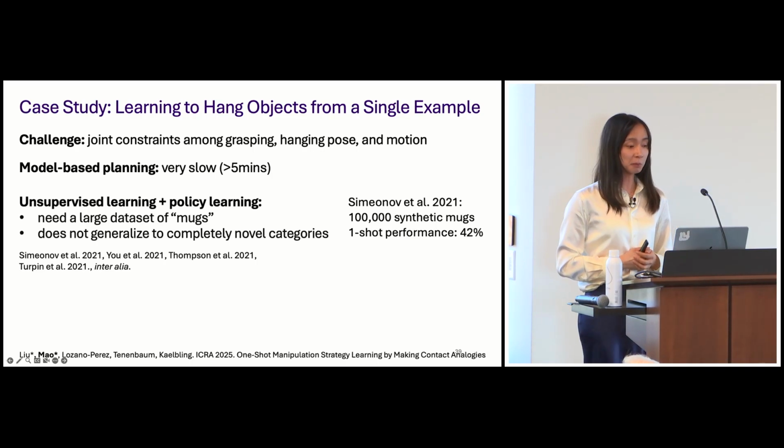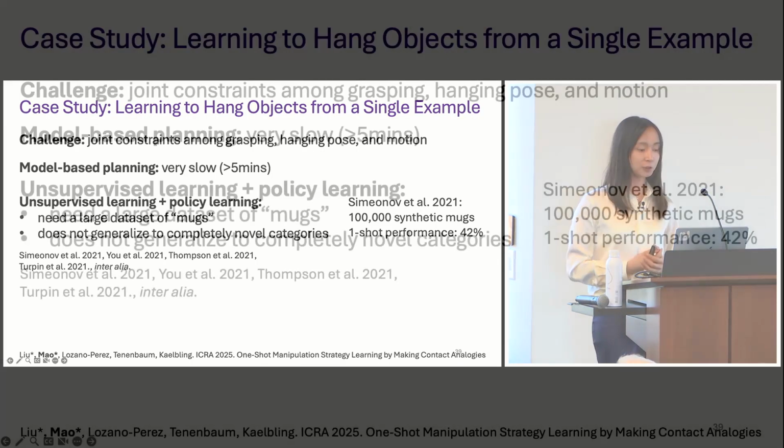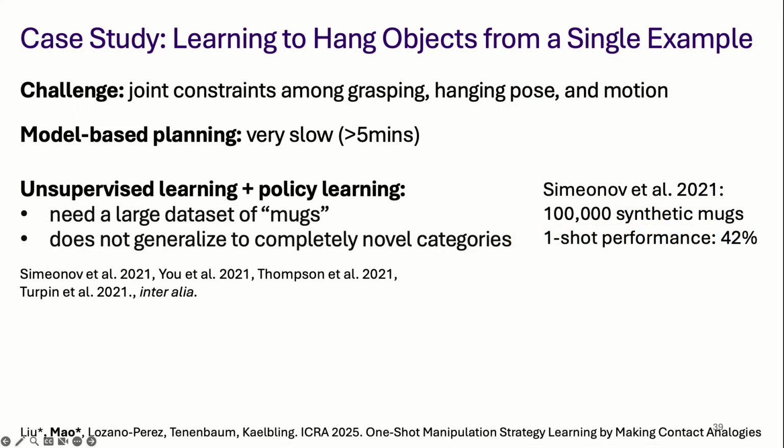To address that, people have been proposing ideas such as unsupervised learning plus policy learning. What they do is pretrain some feature representation based on a large data set of mugs. In this particular case, from this paper from Antonio, they're generating 100,000 synthetic mug shapes, and training some representation on top of that. And then they collect very few examples, for example, a one-shot example, and train a policy using that visual representation of the mug. And then they have some results like a 42% success rate.